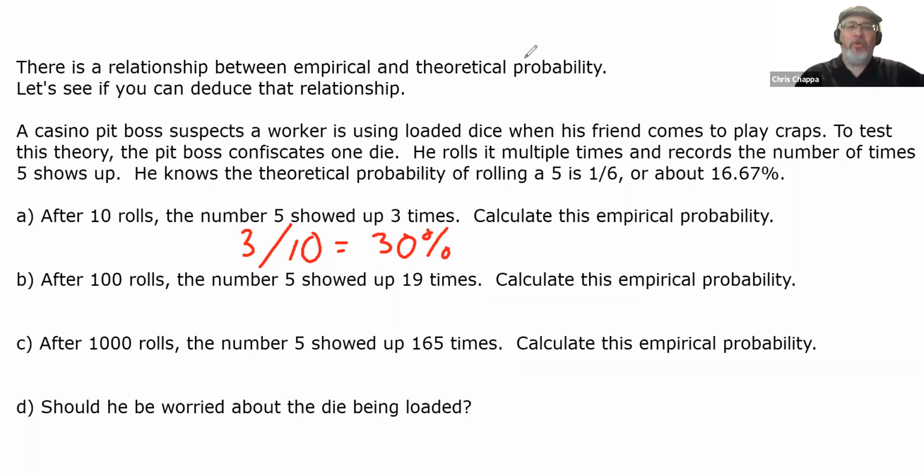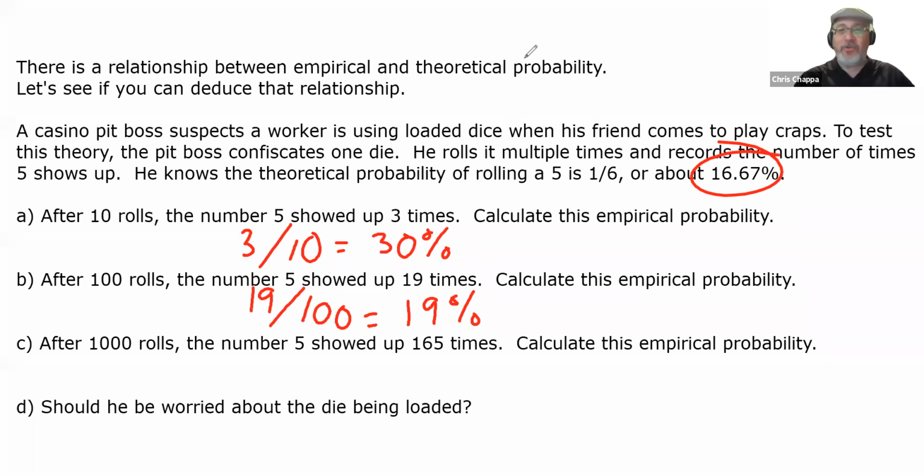After 100 rolls, the number 5 shows up 19 times. Calculate this empirical probability. Well, out of 100 rolls, the number 5 showed up 19 times, and that's 19%. That's still a little higher than the 16.67, but notice that it's closer than the 30% was.